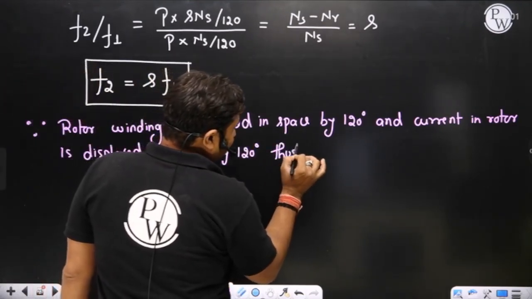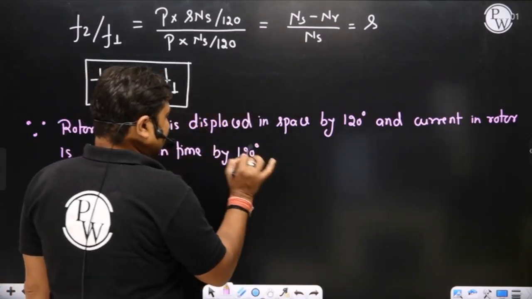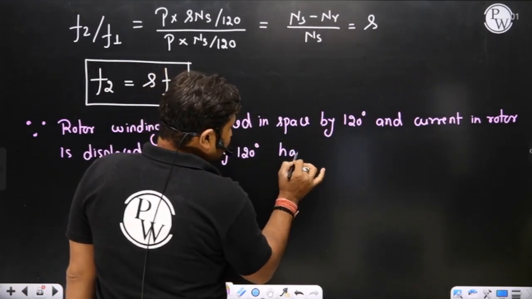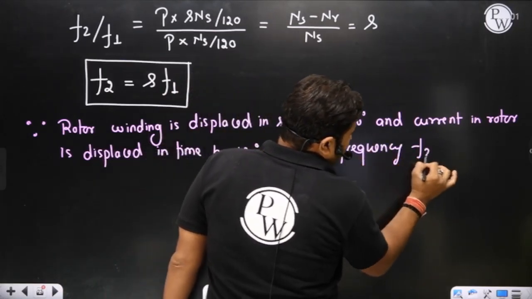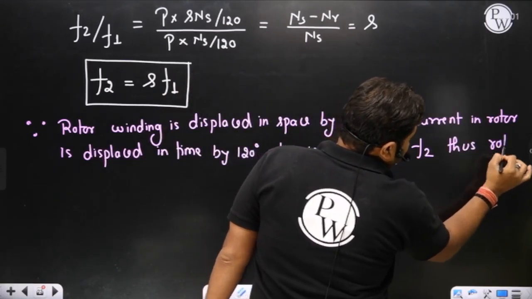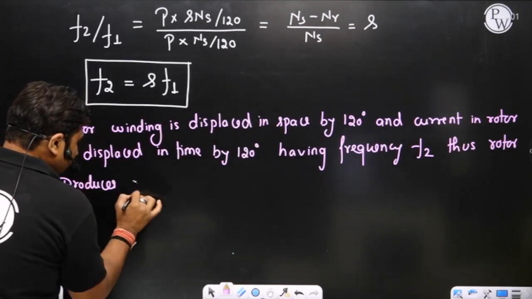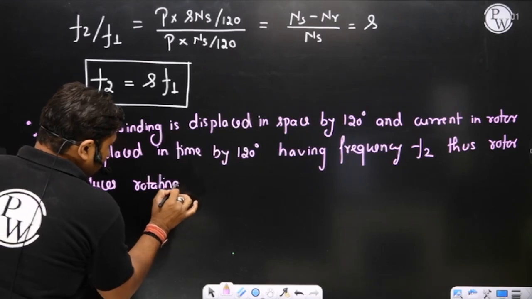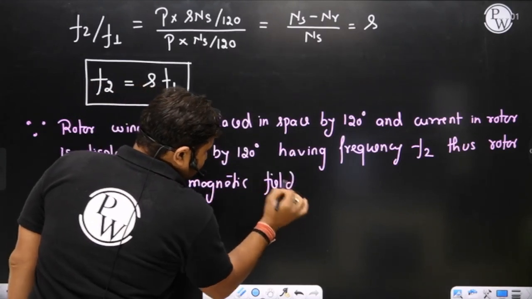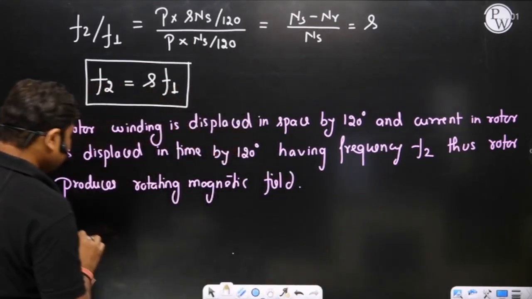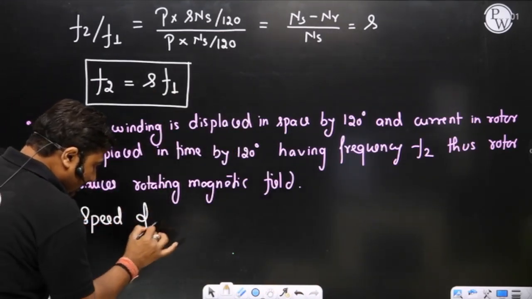Thus, current in rotor is displaced in time by 120 degree, having frequency F2, thus rotor produces rotating magnetic field. Is it okay? Yes, sir. I am interested to understand what is the speed of this rotating magnetic field. So, speed of rotor field.